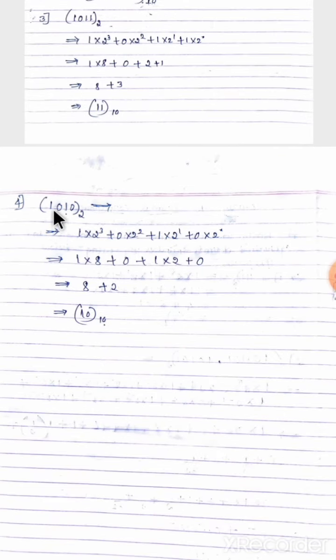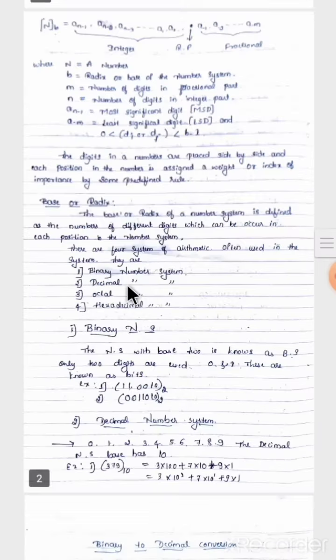Last example, 1010 base 2. Here there is also no radix point. So 0, 1, 2, 3. 1 into 2 raised to 3 plus 0 into 2 raised to 2 plus 1 into 2 raised to 1 plus 0 into 2 raised to 0. So 1 into 8 plus 0 plus 1 into 2 plus 0, that is 8 plus 2, that is 10 with base 10. So conversion of this binary number to decimal is 10 with base 10.